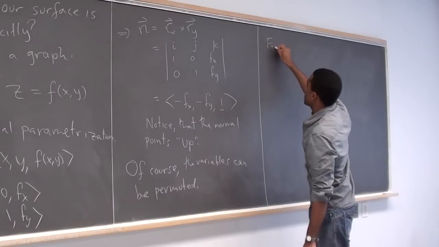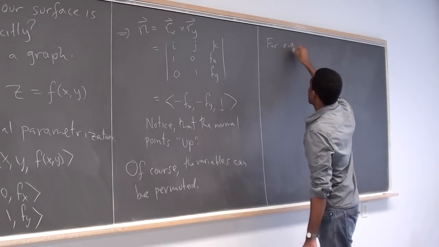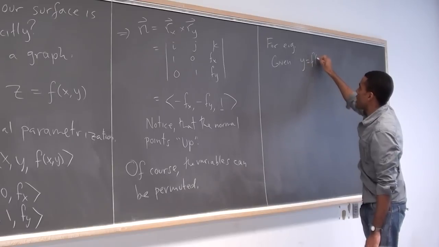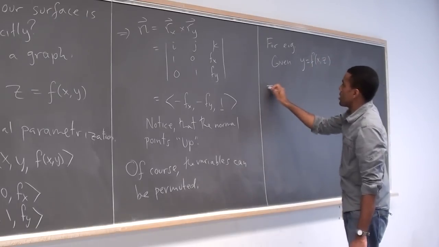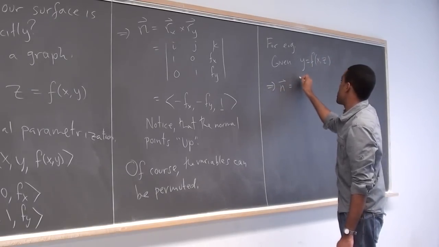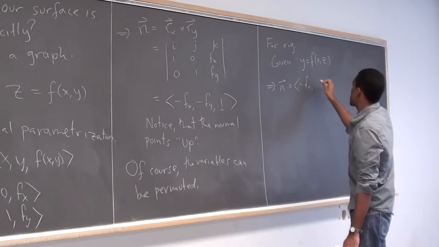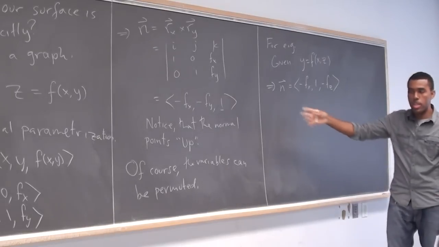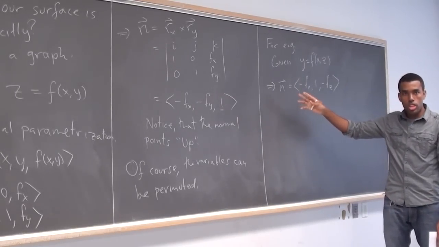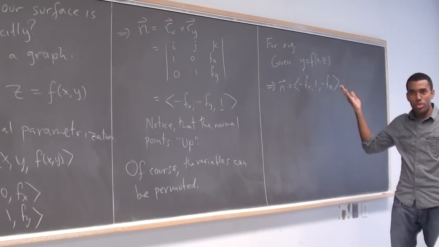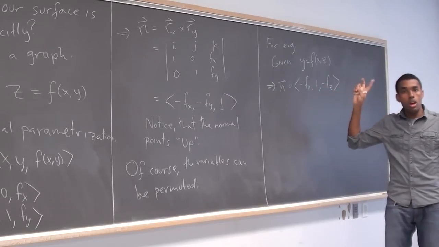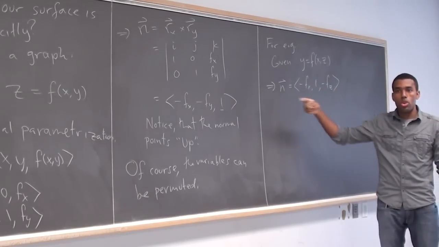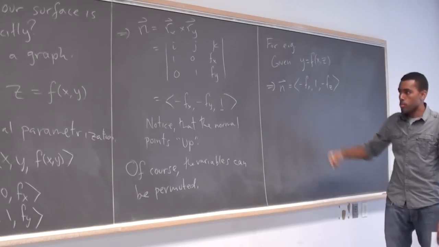So for example, if I was given instead a function where I solve for y, then I could get my n to be minus fx, 1, minus fz. There's nothing special about this formulation. You just look at what you're given and what you want to get to. And this one points up according to the y, meaning this is a normal vector that would point towards the positive y direction.